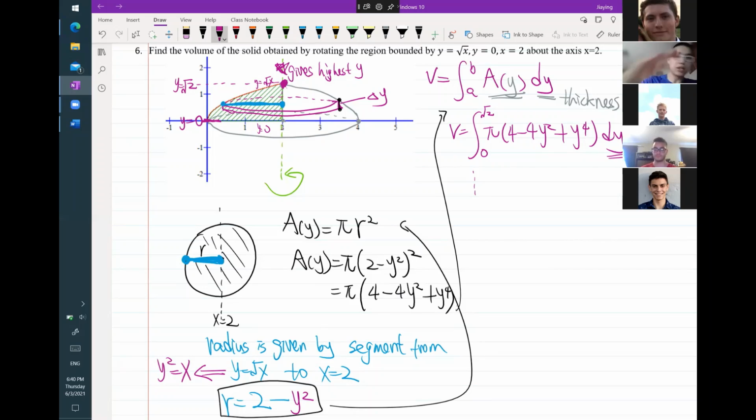So we're basically having a lot of disks that are on top of each other. Each one of them has a thickness of delta y, and you add them from y equals 0 all the way to y equals square root of 2. So that's what the integration means. Even though I'm only drawing one disk in the middle, that's not the only one, right? You have to imagine there's a lot of disks. They are all stacked on top of each other in this case, all the way to y equals square root of 2.